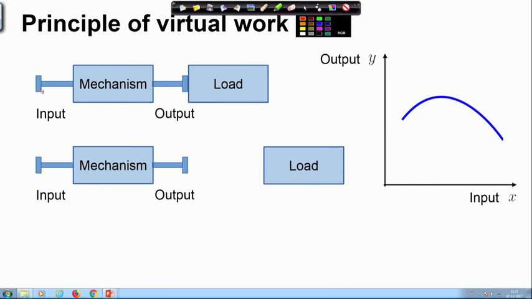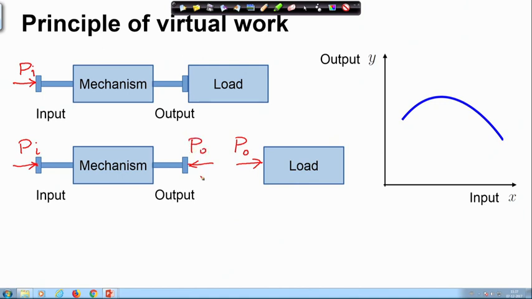So, I have a mechanism at the input of which I have some input force, that is P I, and at the output it is driving a certain load. So, this mechanism is given some input force and the load is driven by a certain force P O, which is actually provided by the mechanism, and on the mechanism therefore, by Newton's third law, I must have P O in this direction.